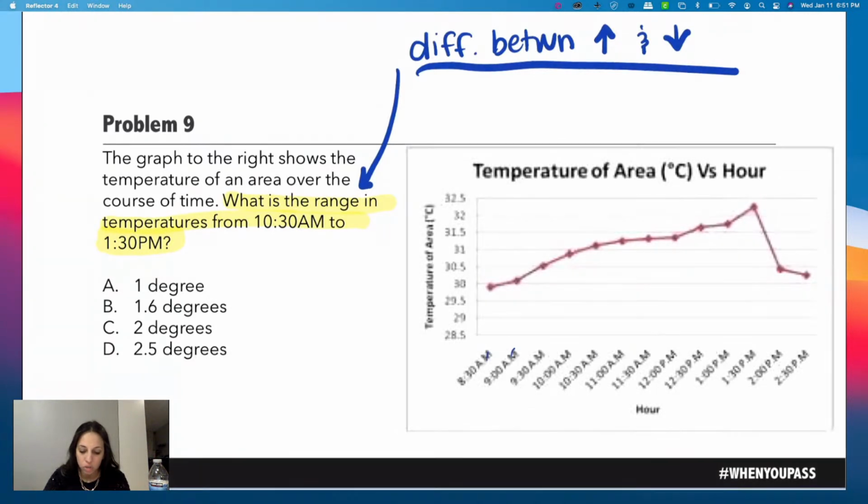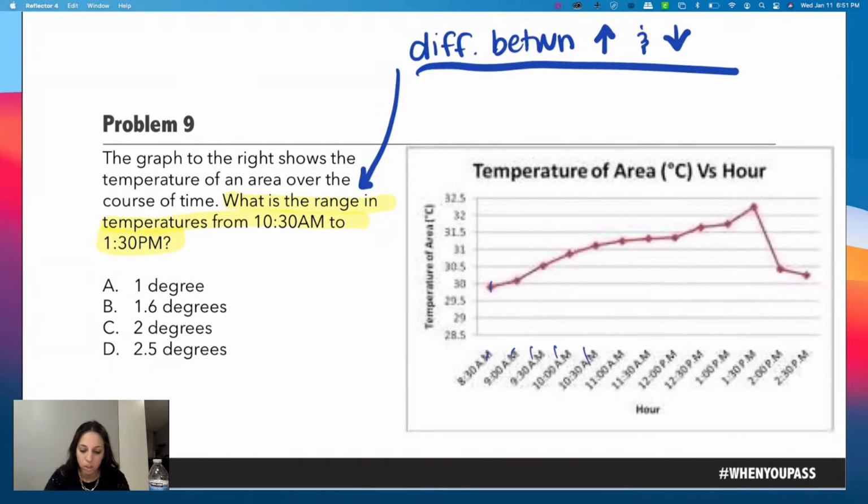10:30 is the 1, 2, 3, 4, 5th data point. 1, 2, 3, 4, 5. So it's this data point right here. And 1:30 is going to be this temperature right here. So what are those 2 temperatures? Let's erase it and see.